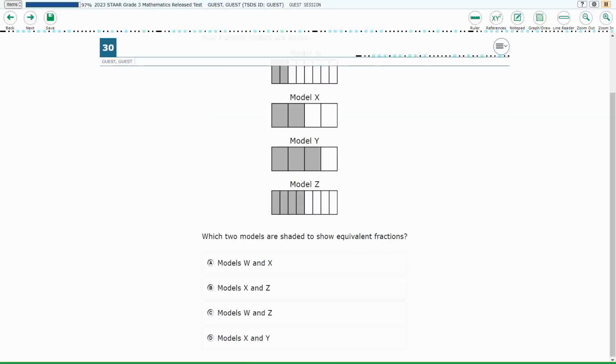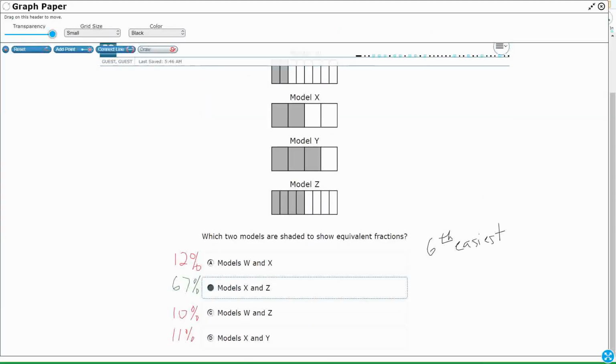Let's see how we did across the state of Texas. So this was tied for the 6th easiest, and really what made it not so challenging was the fact that we had all of these models lined up. If they're not lined up, that becomes a little bit trickier. We have to use other resources to try to do that. But you notice we had equivalent fractions here with different denominators and numerators in Model X and Model Z, and they're not going to have you do that without a good visual representation until fourth grade. So we look at our incorrect answers, and they're split up pretty evenly.